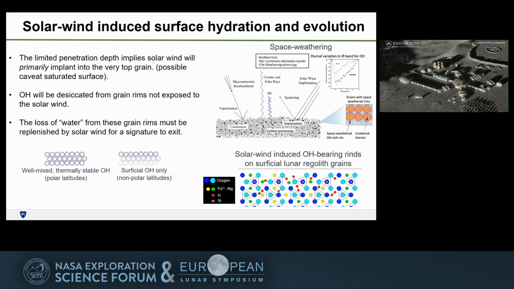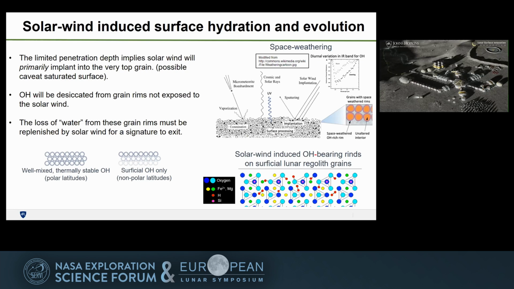But there are conundrums with this. I'm going to start with some other considerations we need to keep in mind, which is that the solar wind has very limited penetration depth. Only grains that are directly exposed to the protons will have implanted solar wind in them. That'd be the very top grain, possibly a grain or two beneath that, due to potential saturation in the upper grain, which does take on the order of years to 100 years, could deflect the incoming protons to impact subsurface grains as well, maybe the top grain or one beneath that.